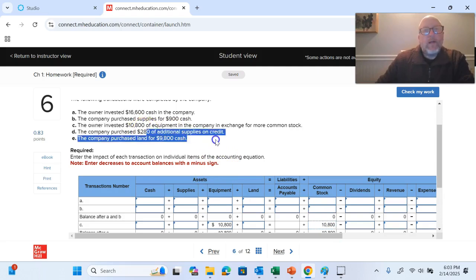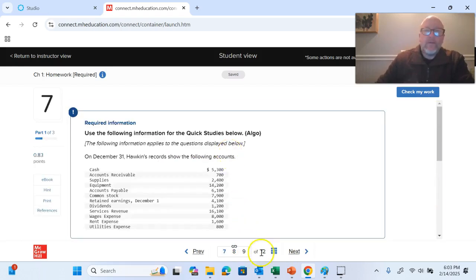We purchase supplies on credit. That would be accounts payable. I think I'm just going to keep going. This might be the last. Yeah, that was the last transaction question.